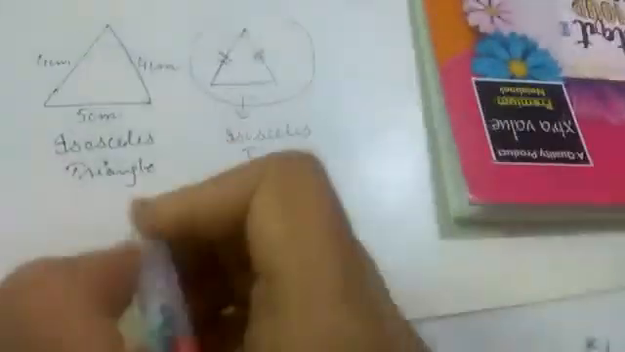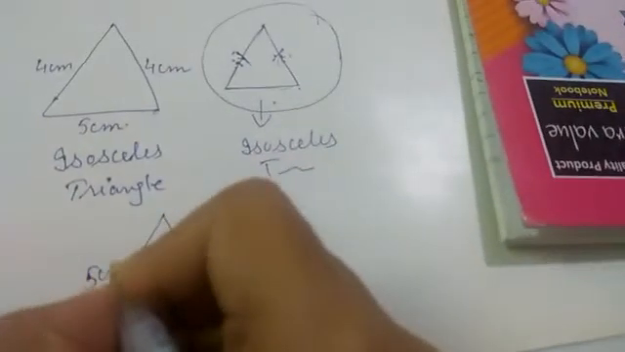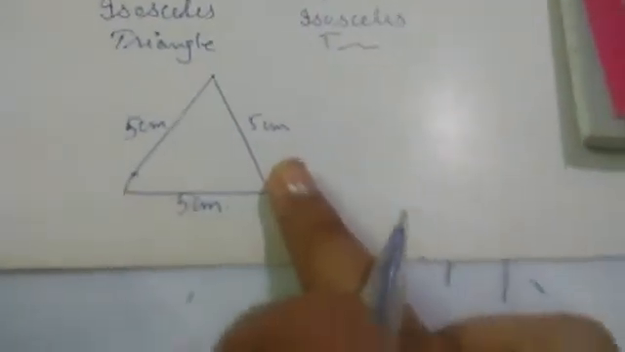Now the third thing is, let us suppose this is also 5 centimeter, this is also 5 centimeter, and this is also 5 centimeter. If all the three sides are equal, then that triangle is known as an equilateral triangle.